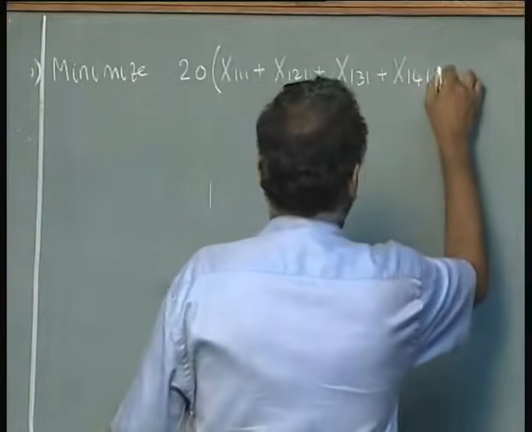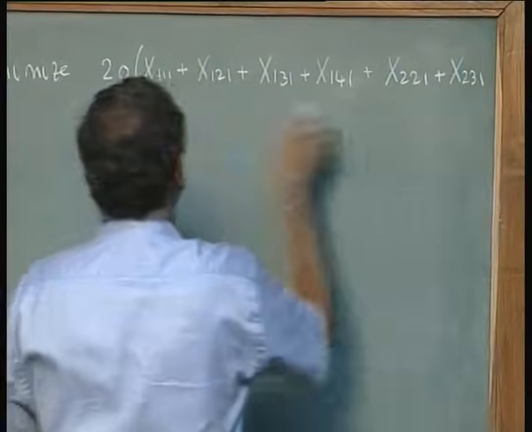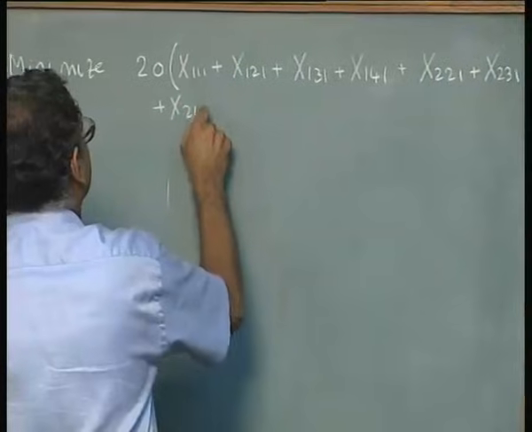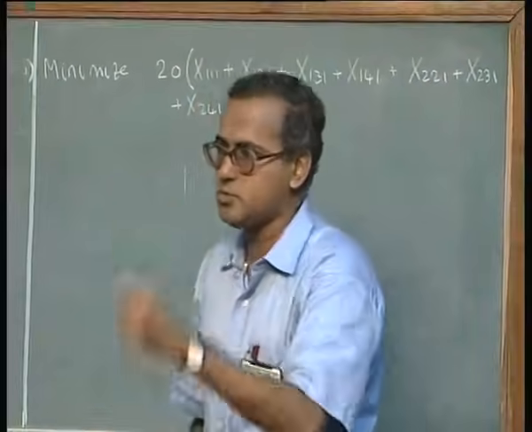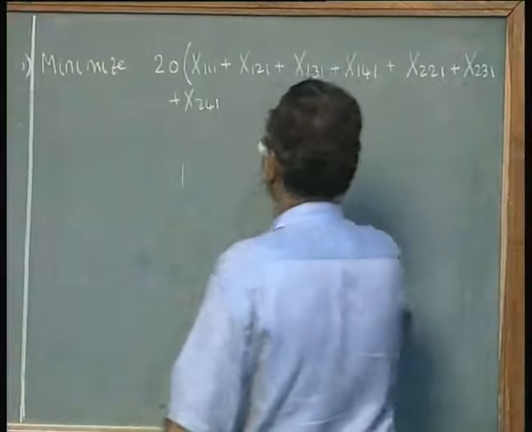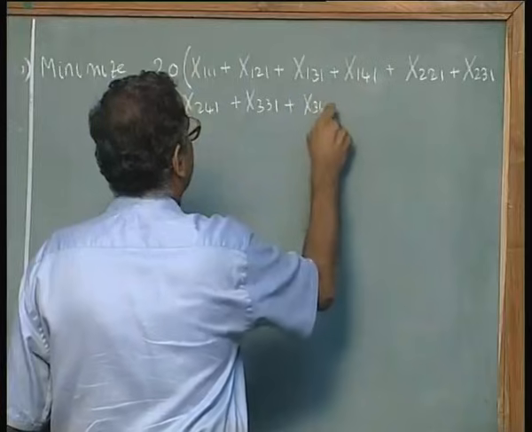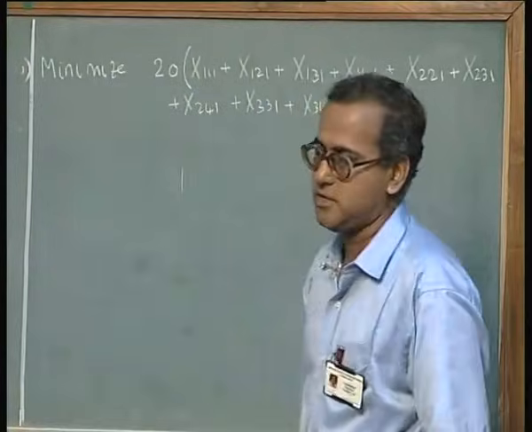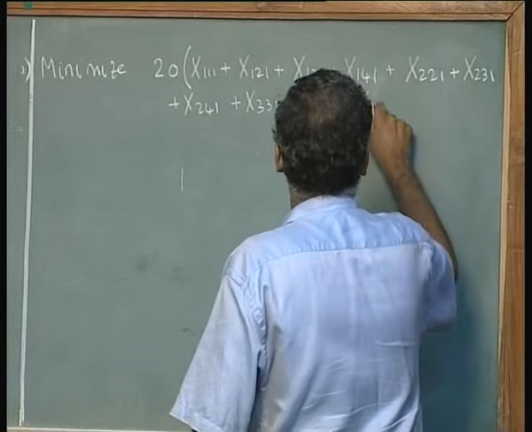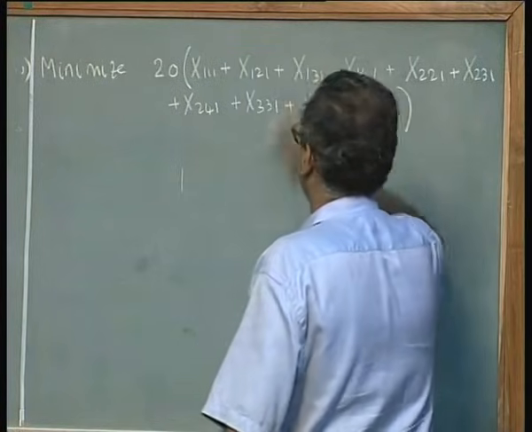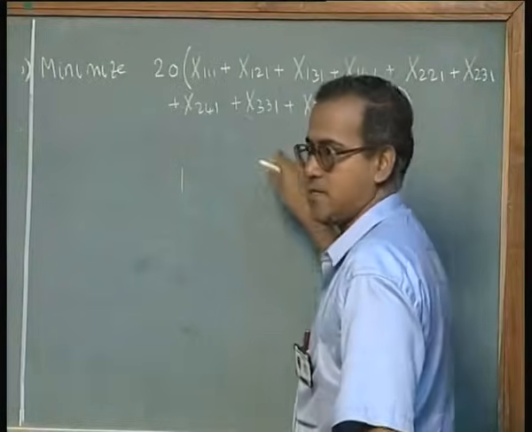In the second month I produce x221 plus x231 plus x241, because in the second month I can produce only to meet the demands of months 2, 3 and 4. So, I have 3 terms. Now, I have x331 plus x341, which is the third month's production to meet the demand of either 3 or 4, and x441. So, this is my regular time production quantities. So, 20 for all this.